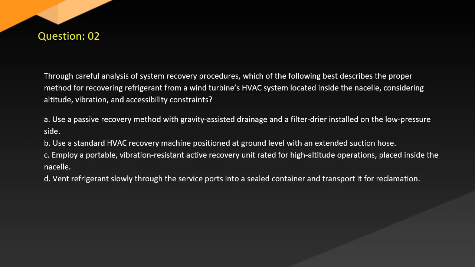A. Use passive recovery method with gravity-assisted drainage and filter dryer installed on the low-pressure side. B. Use standard HVAC recovery machine positioned at ground level with an extended suction hose. C. Employ portable vibration-resistant active recovery unit rated for high-altitude operations, placed inside the nacelle. D. Vent refrigerant slowly through the service ports into sealed container and transport it for reclamation.